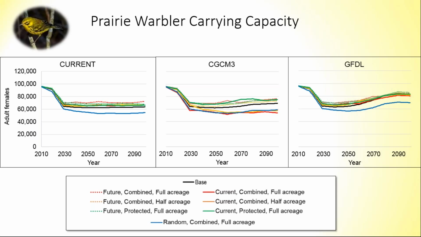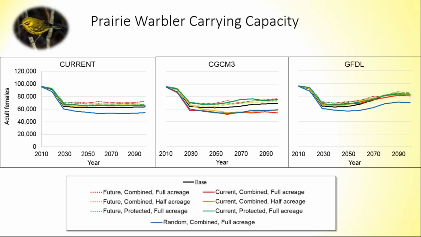The black line is that baseline run with no restoration. The blue line is that random restoration. Everything else are versions of the landscape conservation design. And what you can see for prairie warblers here, for how their habitat responded, was that in general, the restoration scenarios all increased habitat and carrying capacity for prairie warblers, regardless of climate. Another thing you should note is that the GFDL scenario shows increases across the board, whether it's baseline runs and random runs.